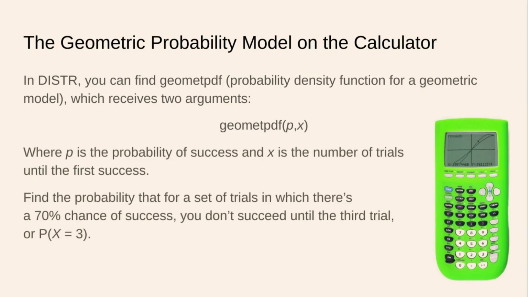We're going to find the probability that for a set of trials in which there's a 70% chance of success, you don't succeed until the 3rd trial. That is, you want to find the probability that X equals 3.